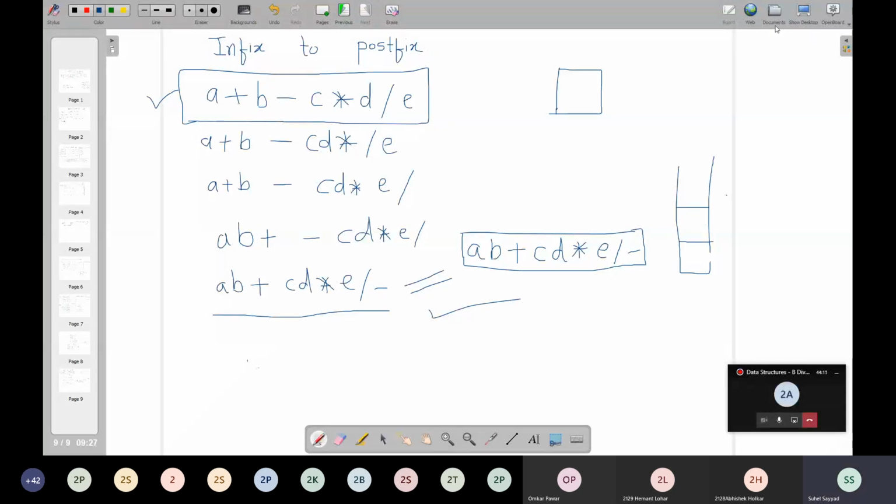Is this example understood? This is a very important example. Yes, sir. These are the steps that we have followed, right? These are the steps which are there on your screen.